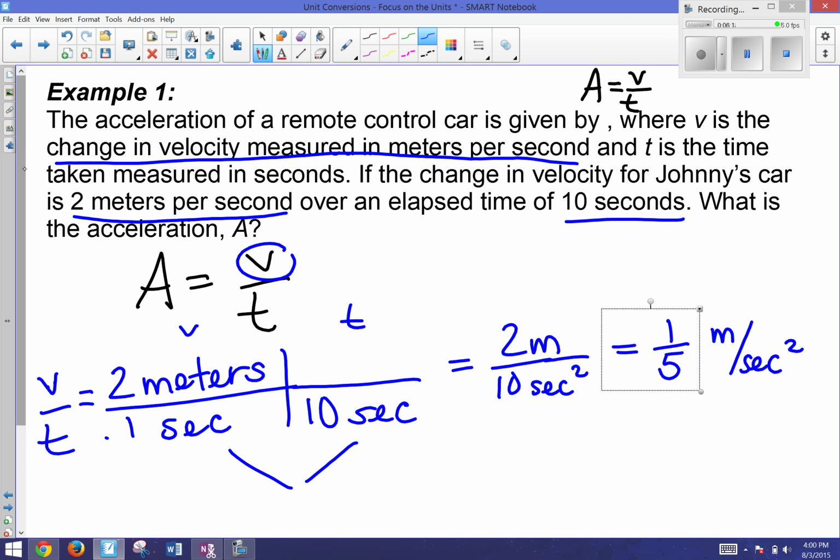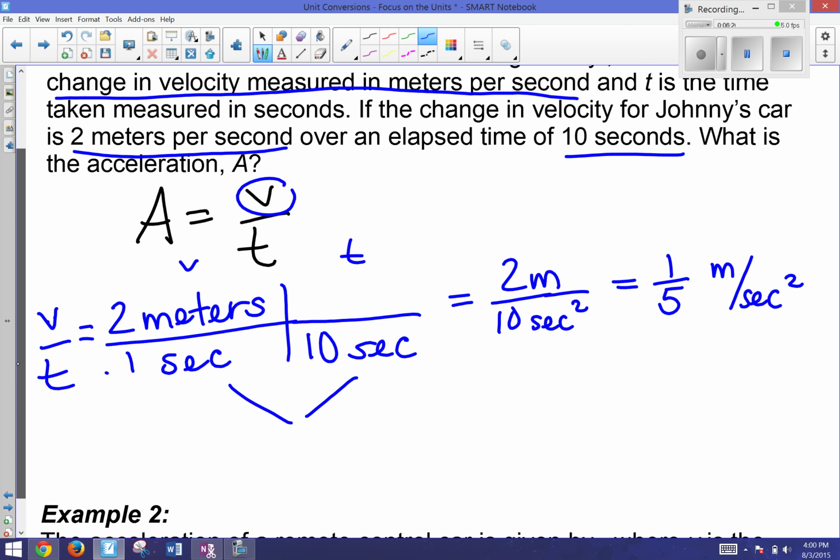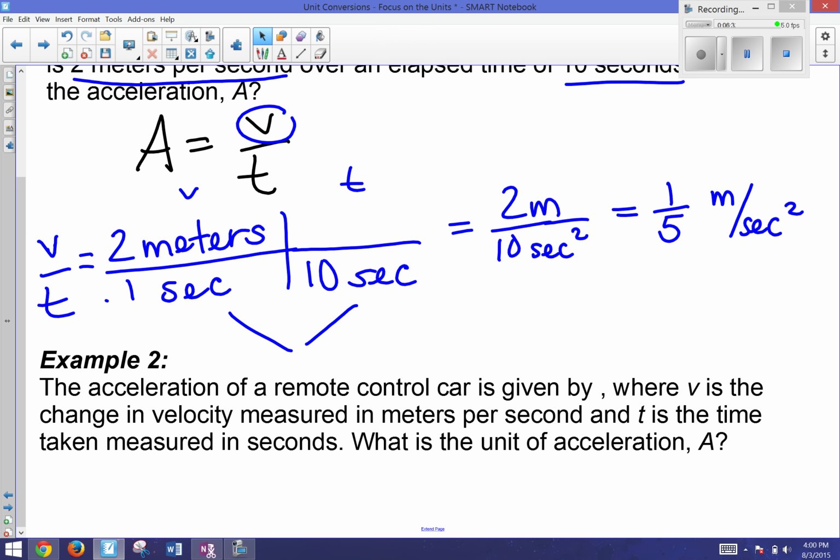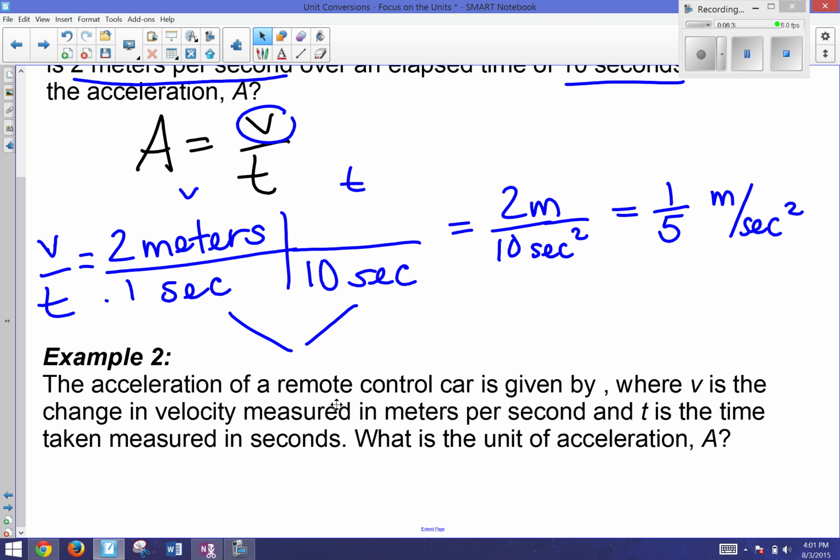Now, I want us to look at this problem in a different way. What I'm going to do here is take away the numbers. So let's look at this problem. I'll leave the work so we can see it from before. But let's look at this one. Example 2. Very similar. Only thing different is the comfort of the numbers has been taken away.